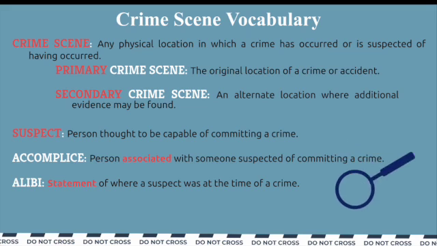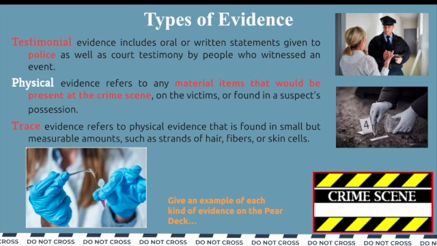So types of evidence, we're talking about testimonial evidence, physical evidence, and trace evidence. So the first one, testimonial, is statements of witnesses or neighbors, some sort of written or oral testimony of what they saw. Physical evidence is material items that are present at a crime scene, secondary or primary. Basically, anything you can collect is physical evidence.